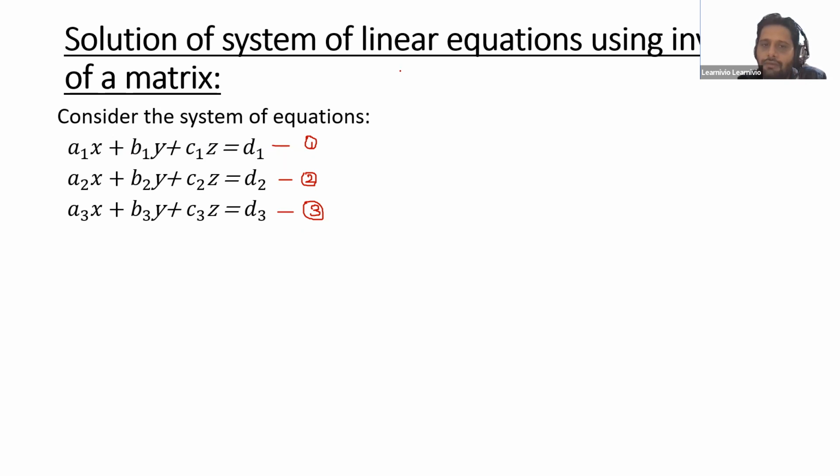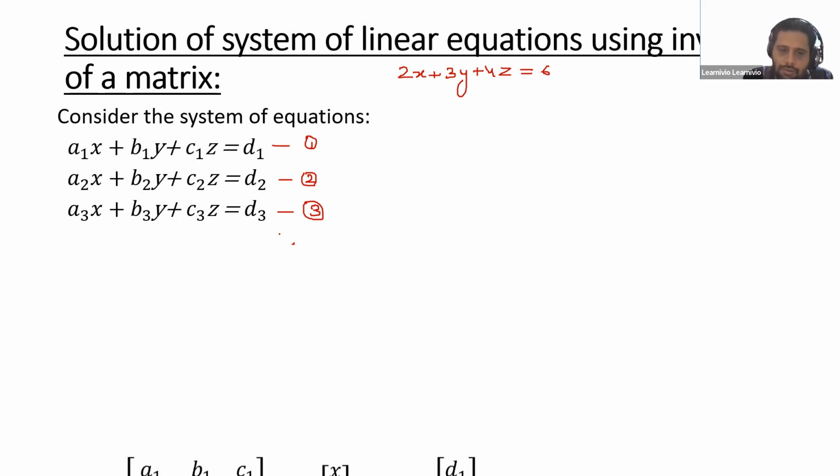Okay, for example, if we have this equation, 2x plus 3y plus 4z is equal to 6. Similarly, in the second equation, a2, b2, c2, and d2 are constants, x, y, z are variables. Similarly, in the third one, a3, b3, c3, d3 are constants, x, y, z are the variables. Okay, so we have these three equations. We will check how we can solve these three equations.